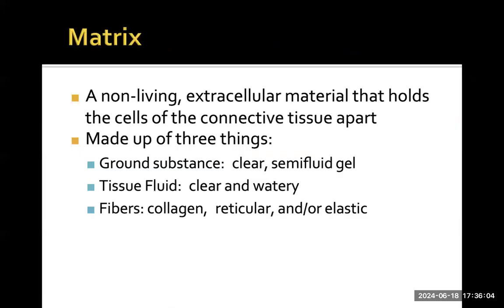We said that they don't all interact with each other. They have to have a matrix or a ground substance. What that is, is a non-living extracellular material that holds the cells of the connective tissue away from each other. There are 3 main types. There's a clear or semi-fluid gel, there's clear and watery, or there is fibrous, so like collagen, reticular, or elastic.